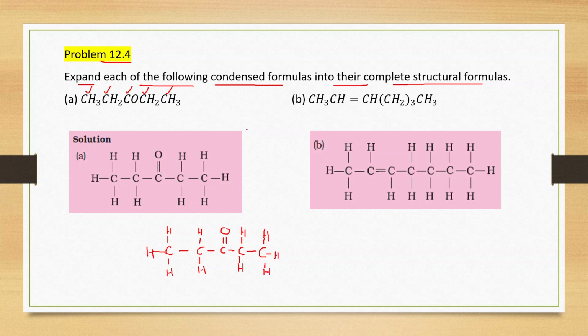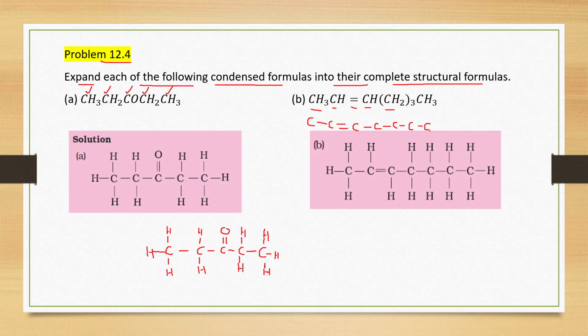In the same way, you can mention this: CH3, CH, double bond, CH, now CH2 thrice. Okay, it means the CH2 group is repeating 3 times. So this is the first carbon atom, then this is second, this is a double bond, then this is carbon, and after this carbon 3 CH2 groups are there. So we will make 3 carbon atoms and then the last one is CH3.